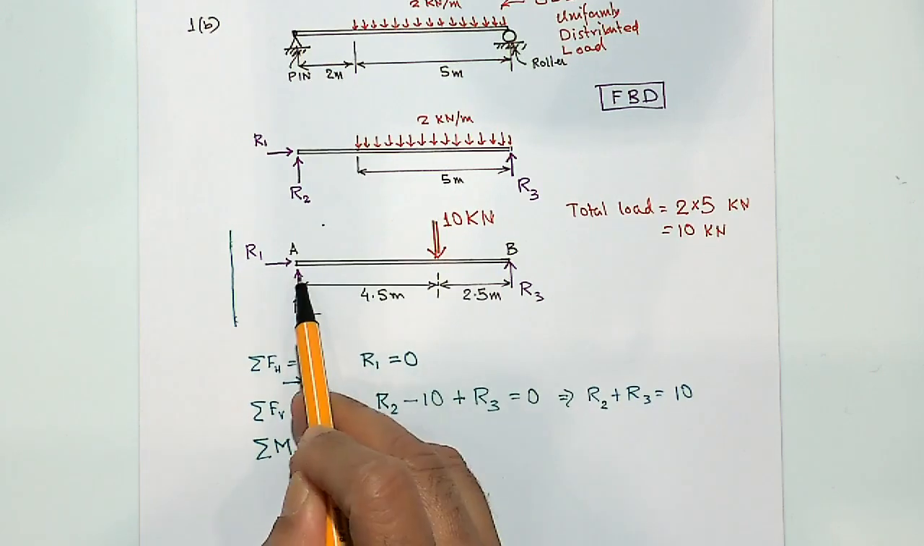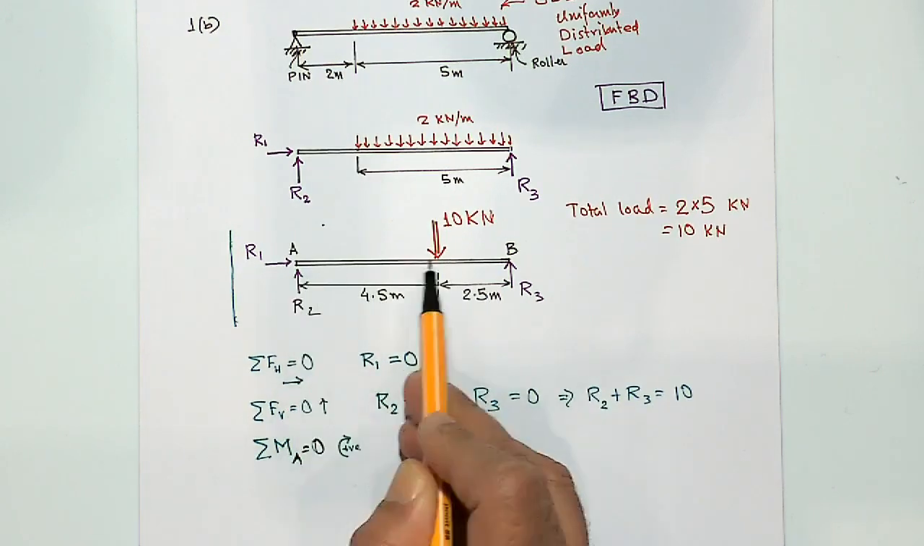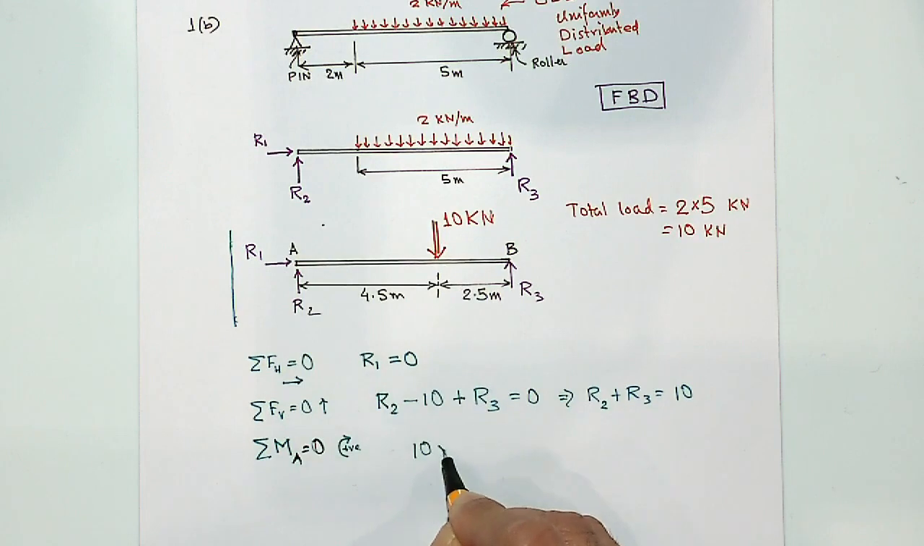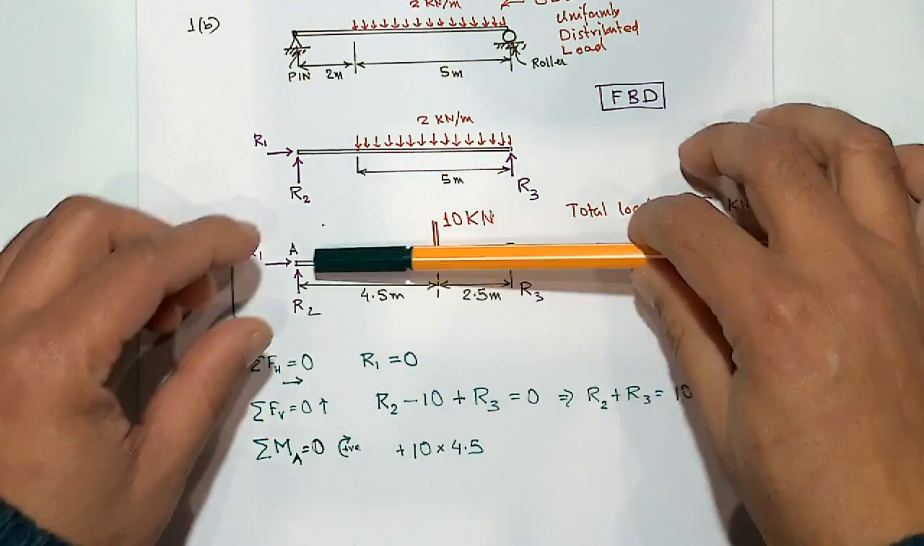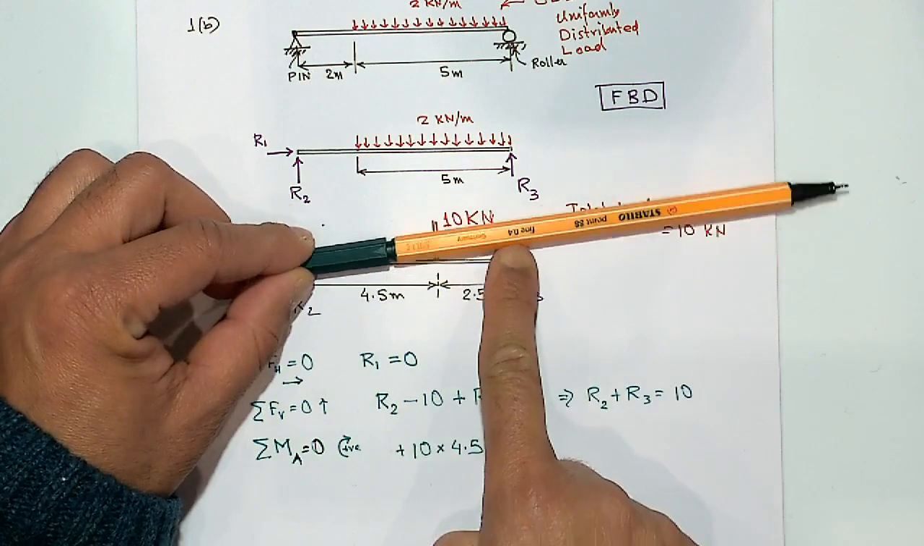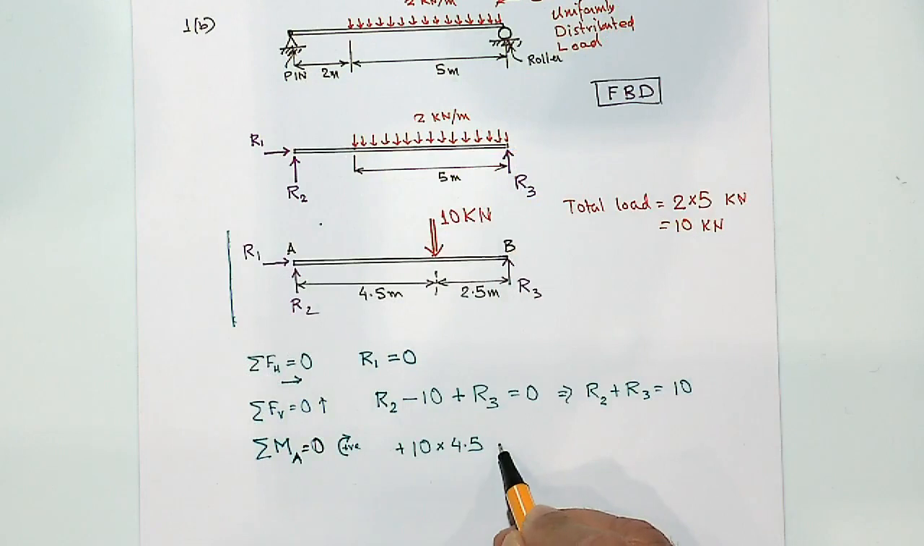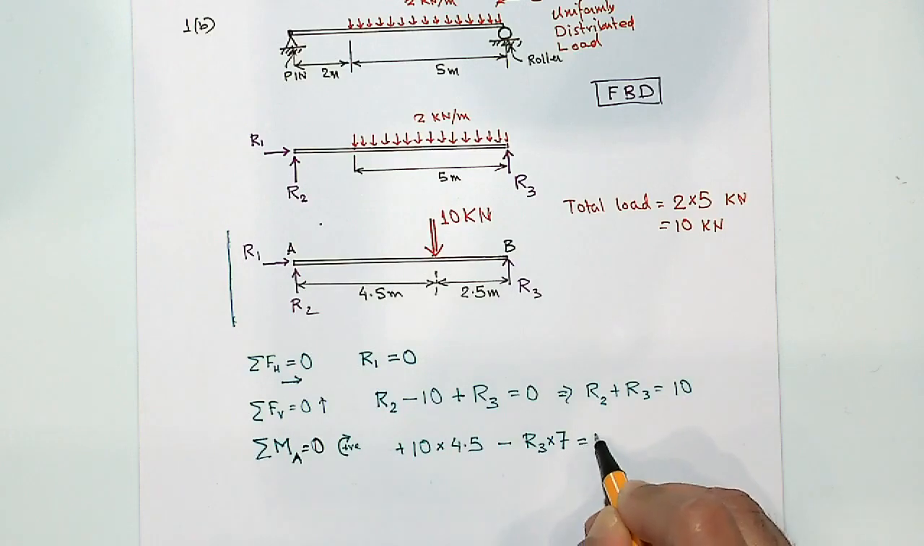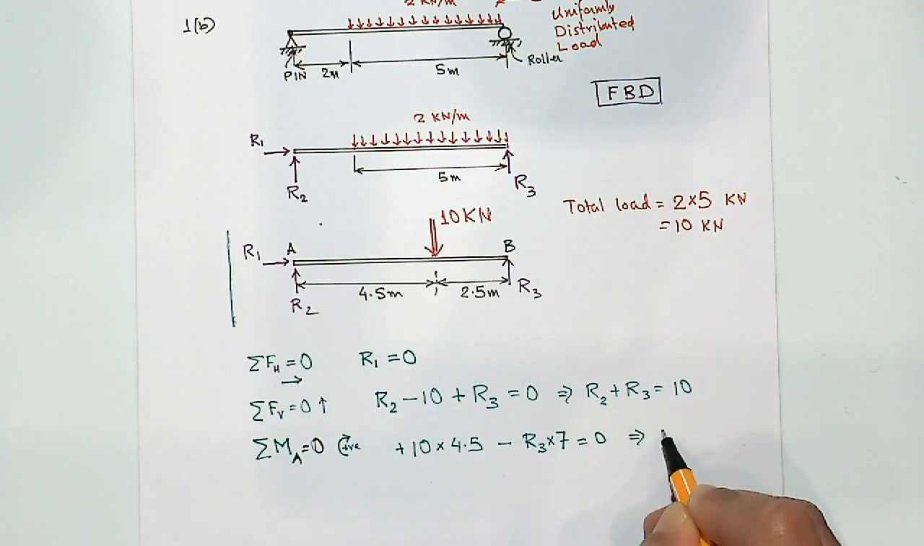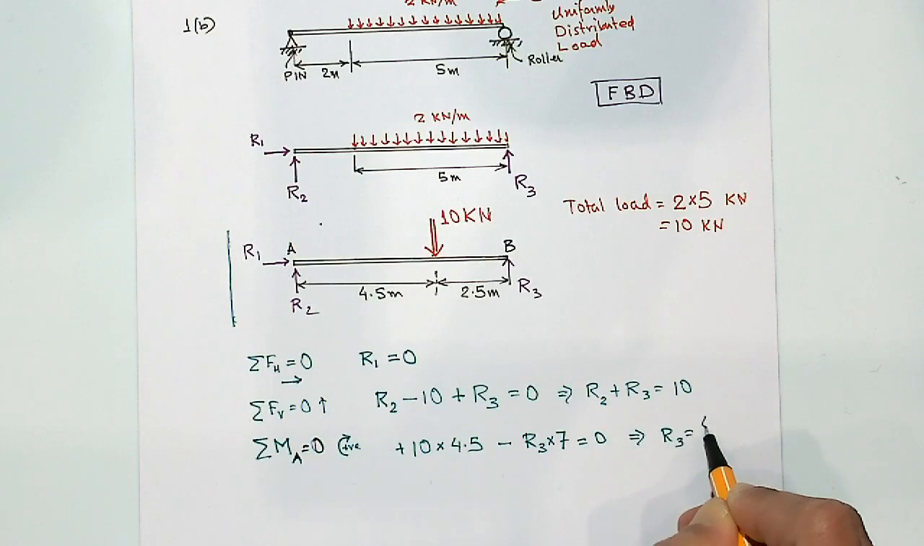So what is the moment? Moment is the force times the distance. So 10 times 4.5, and this is a positive moment. What about R3? R3 will rotate the beam in the anti-clockwise direction. So it comes with a negative sign. So R3 times 7. These are the two, because R1, R2 will be 0. So that is equal to 0, which gives me R3 is equal to 45 over 7 kilonewton.